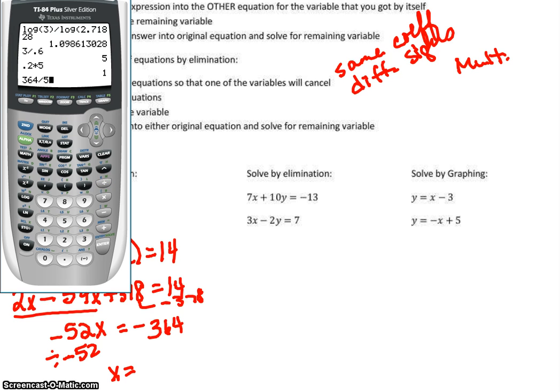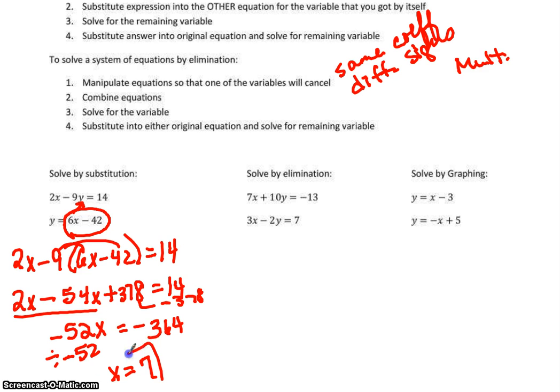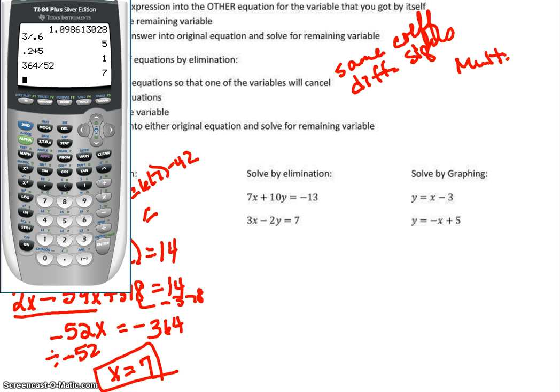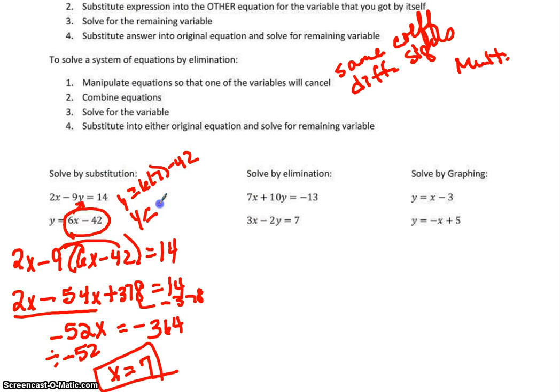364 divided by 52 is 7, so x is equal to a positive 7 because it was a negative divided by negative. This 7 goes back up to what you circled. y is equal to 6 times 7 minus 42. You simply punch that straight into your calculator. 6 times 7 minus 42, and you're going to get 0. So y is equal to 0 is the other part of your answer.